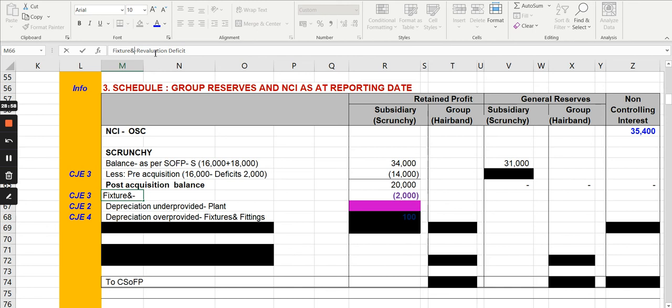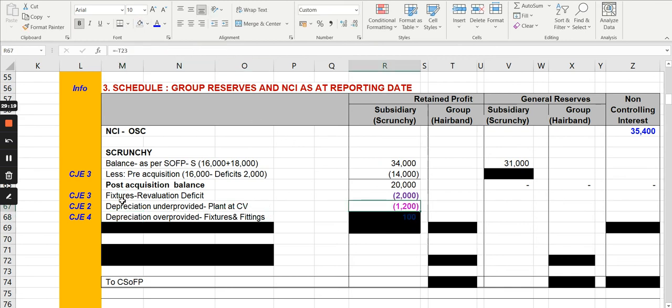The next one is for the depreciation that was underprovided, you debit your retained profit and you credit your plant at the carrying value. That was the figure 1,002. Remember to reduce them.